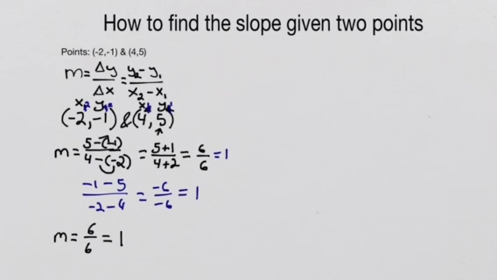Now, what does this mean? Well, you can think of it this way. Rise over run is what we know slope is. Slope is rise over run. So you're going to rise 6 and run 6. Now let's look at this on a graph.